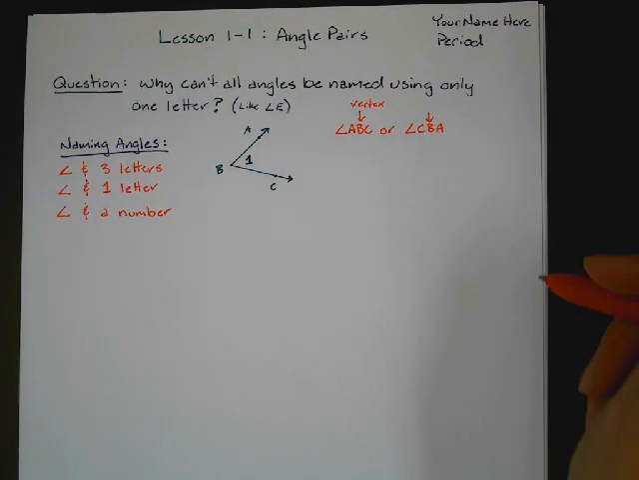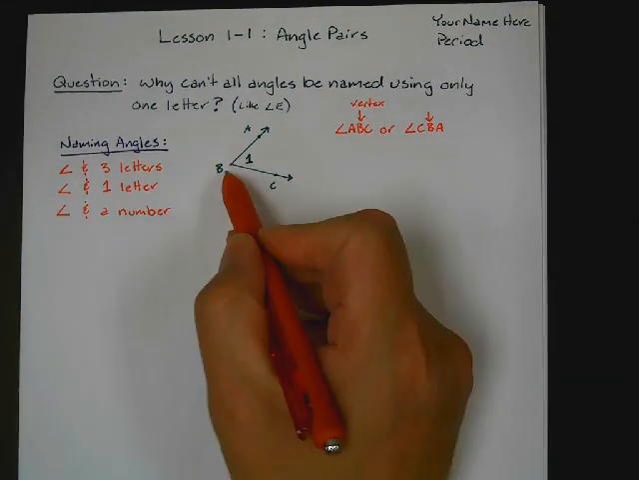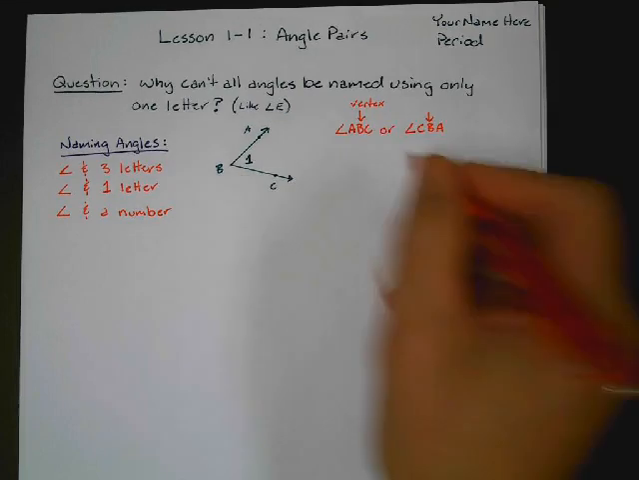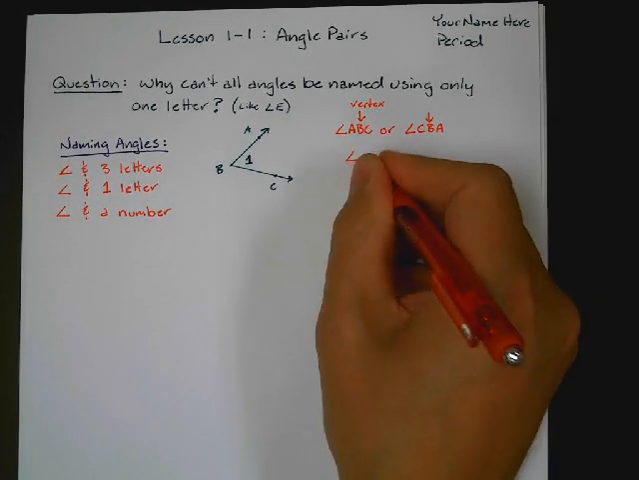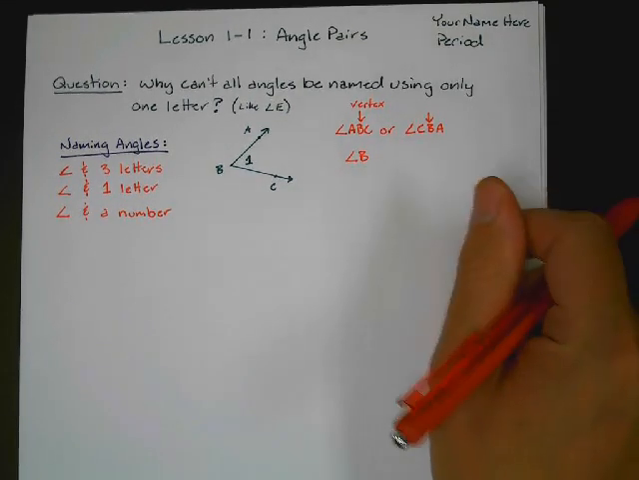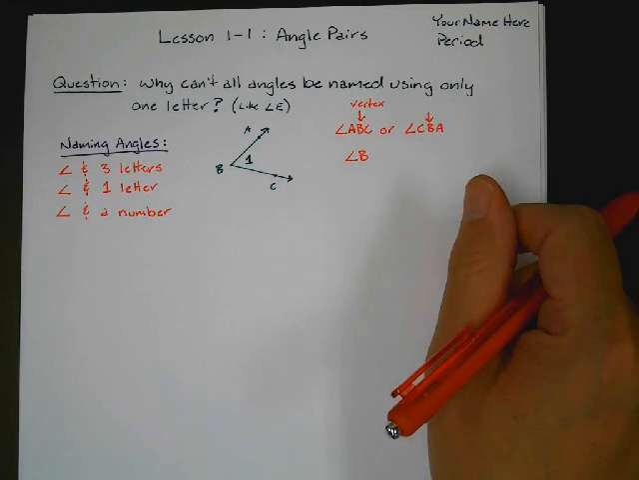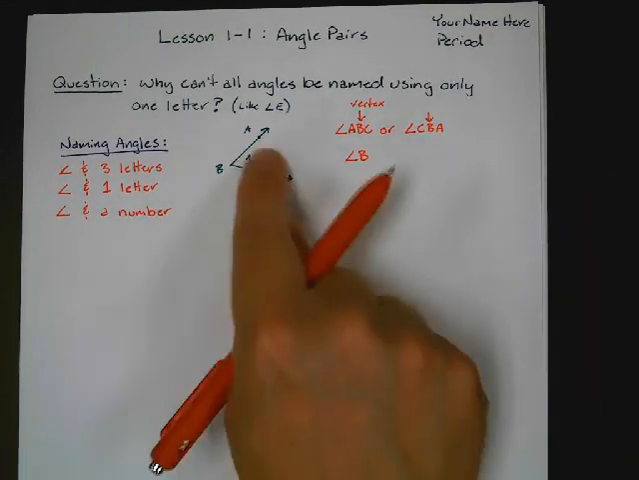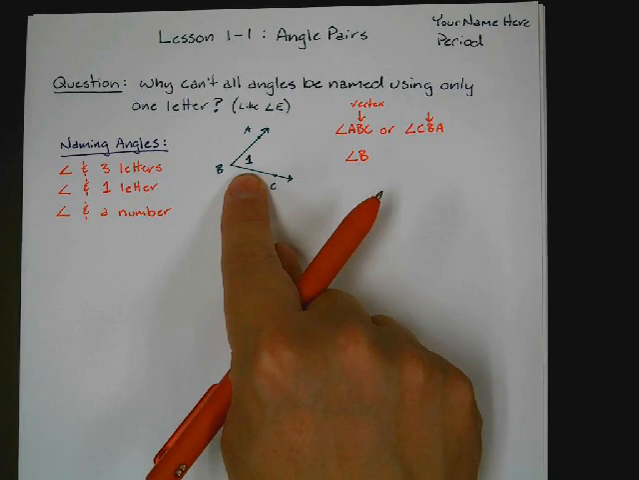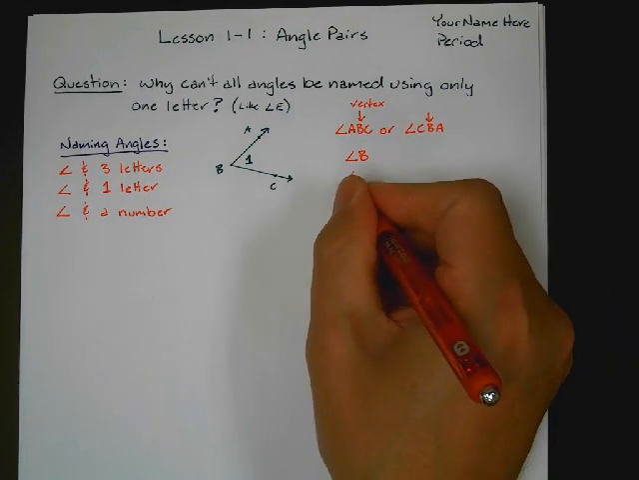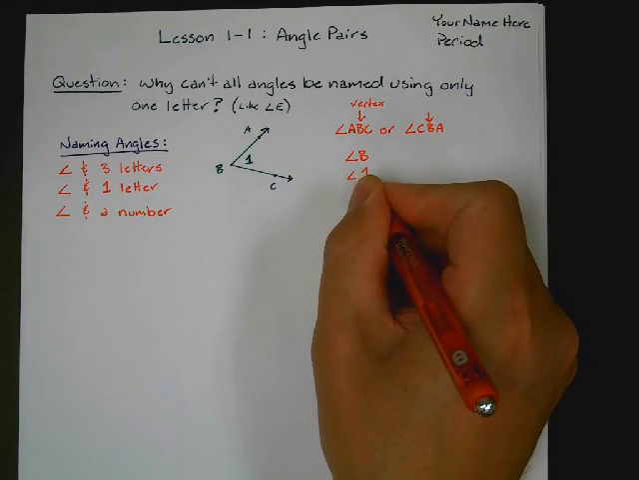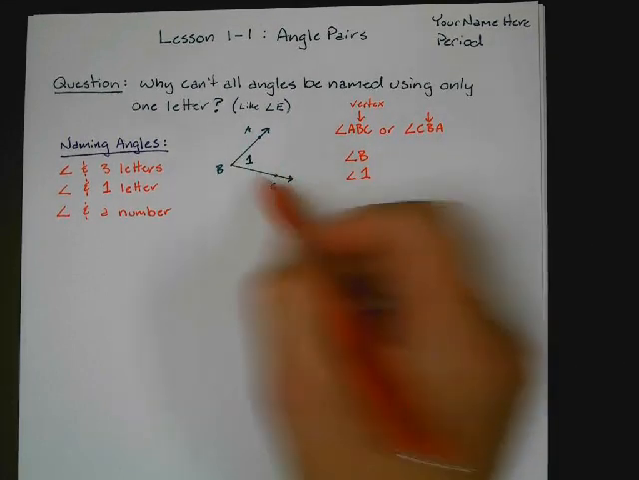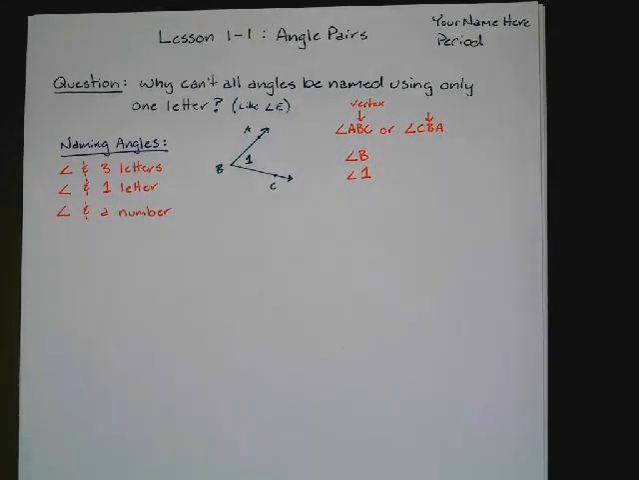Okay, if we wanted to name that with one letter, we could call this angle B. So in this instance, angle B would work. If it has a number like that without the degree mark, we could also call that angle 1. So all 4 of those names would be appropriate for that one. So we could have named it with 3 letters, 1 letter, or even a number.